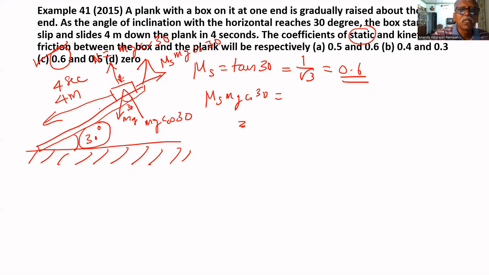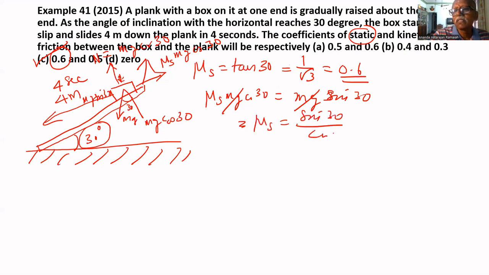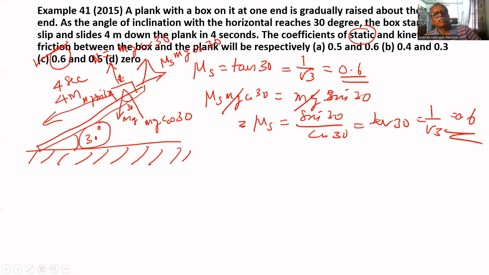This force is mg sin theta, mg sin 30. Why? Because mg is acting vertically downward. If you resolve into two components, one is mg sin theta, sin 30, and mg cos 30. Therefore, that is equal to mg sin 30. Therefore, mg getting cancelled. Therefore, mu s equal to sin 30 divided by cos 30. That is equal to tan 30. That is equal to 1 by root 3. That is equal to 0.6. So, static friction we got.